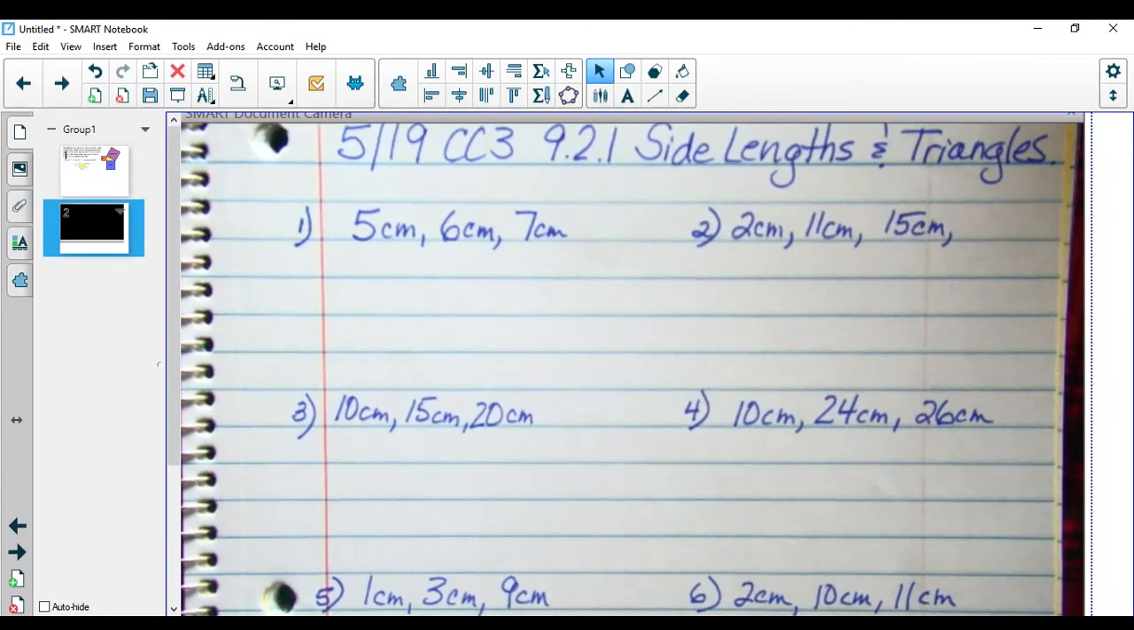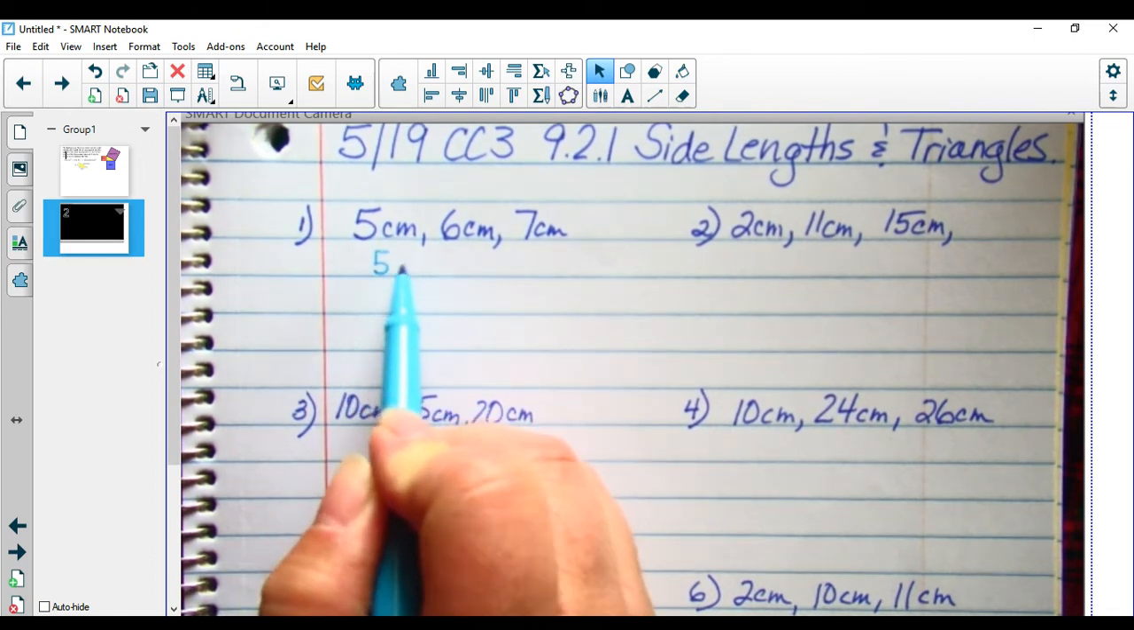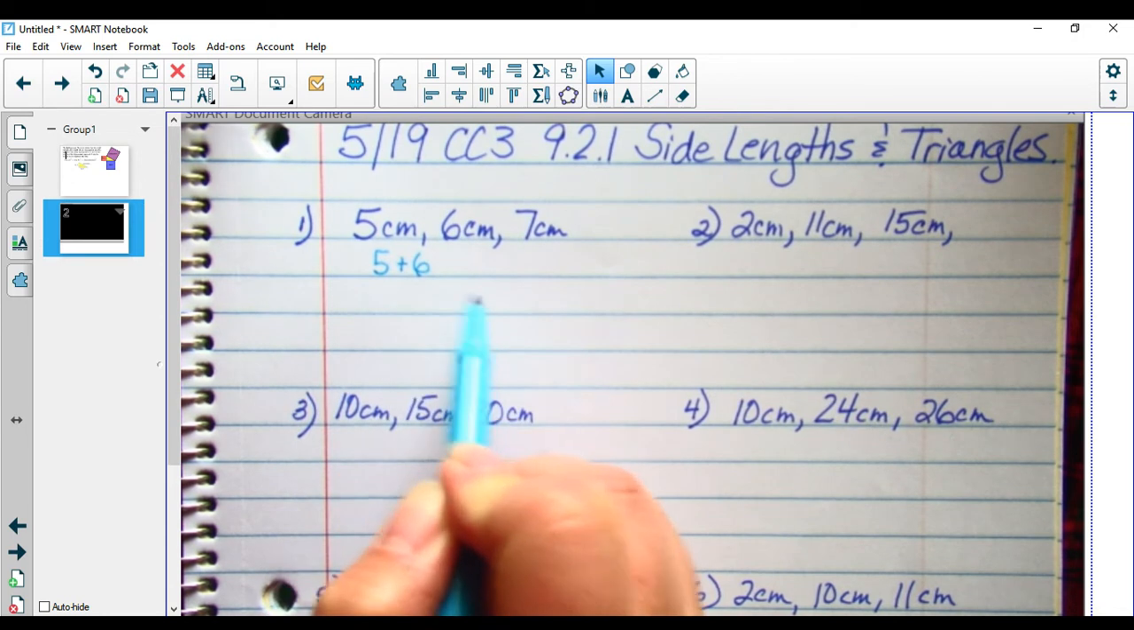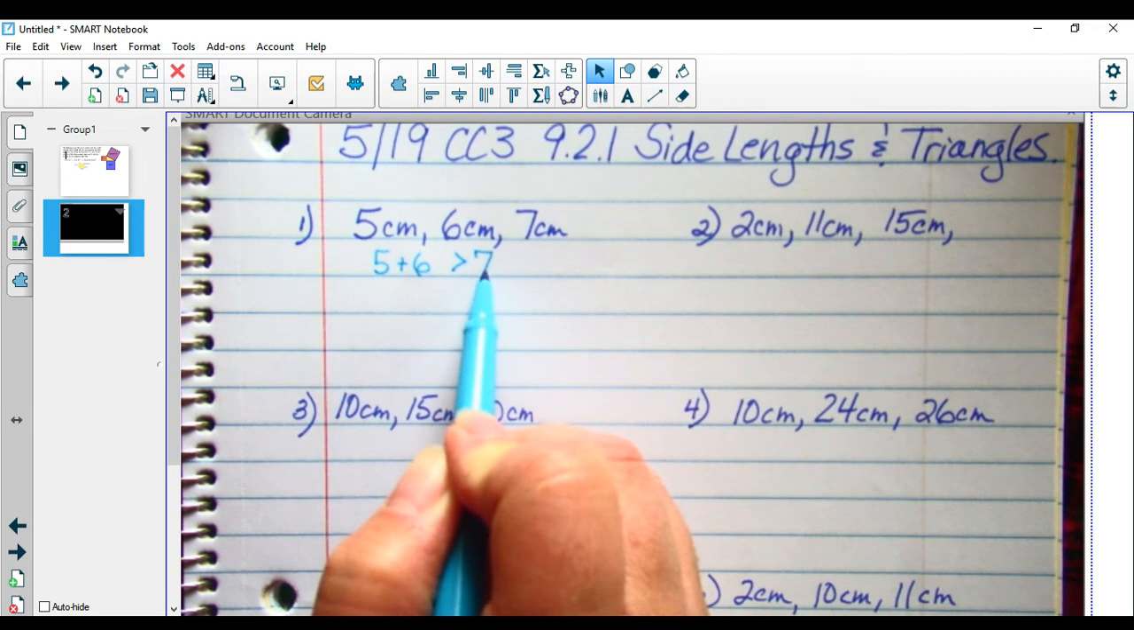Okay, let's go over the answers for May 19th, section 921. Side lengths and triangles. You were supposed to decide if the three side lengths make a triangle. If they do, what type of a triangle is it? So the first thing we have to do is decide, do the three side lengths make a triangle? We take the two smallest sides, add them together, and they need to be more than the longest side.